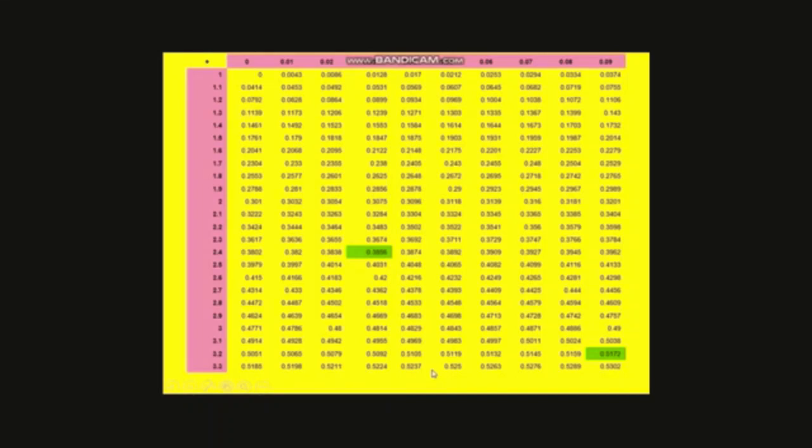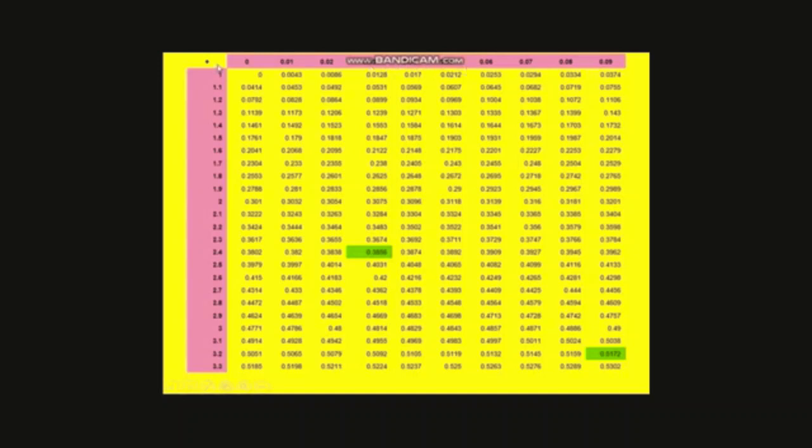Before we had calculators, we would work logarithms out using a table like this. Down the side we've got the numbers from 1 down to 3.3 going up in 1 decimal place, or in tenths, and across the top we've got numbers increasing in hundredths.